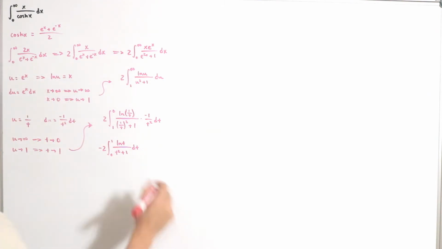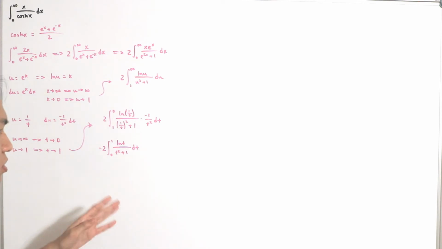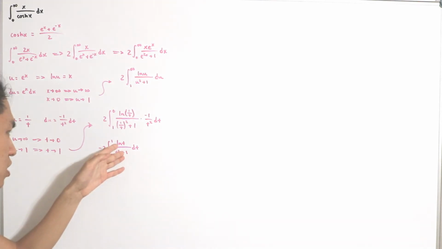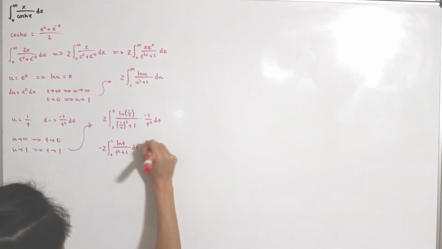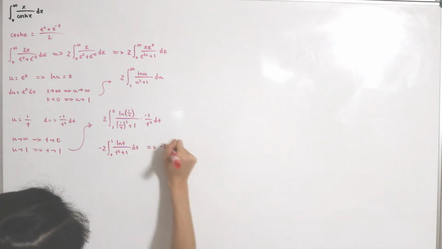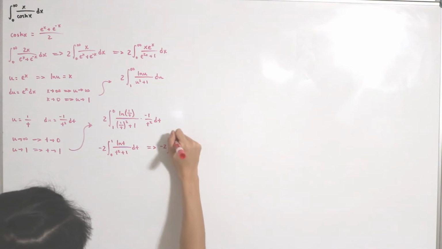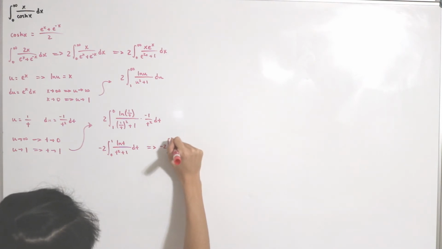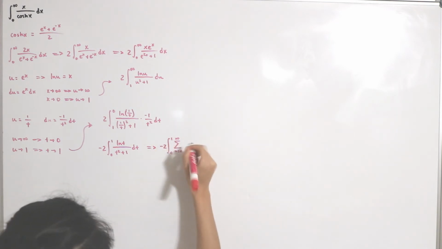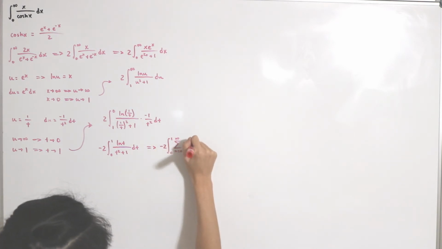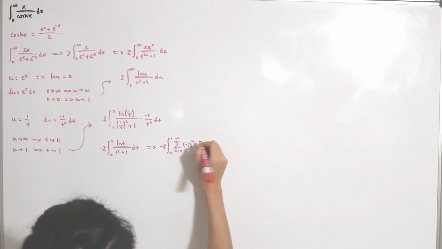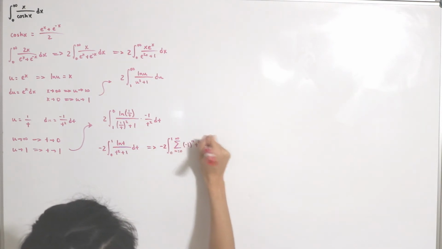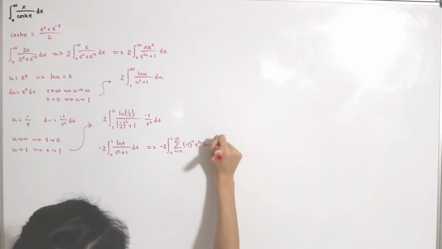So what I'm going to do is rewrite this as a geometric series. This means this is -2 times the integral from 0 to 1 of the summation n equals 0 to infinity of (-1)^n, and then times t to the 2n multiplied by ln of t dt.